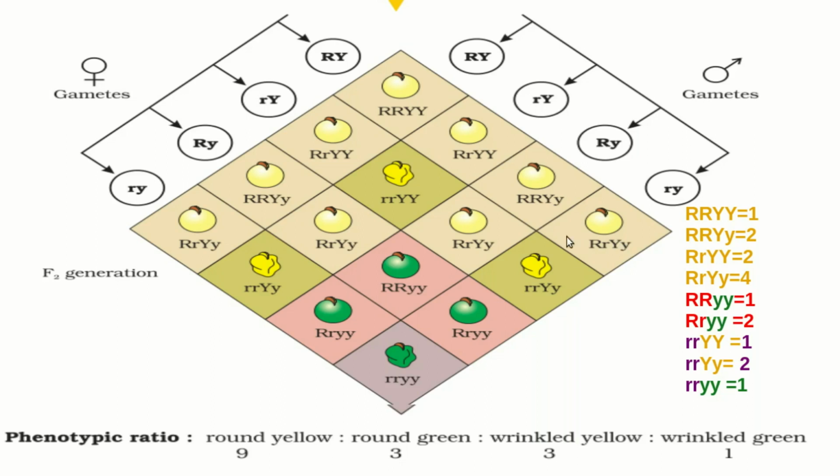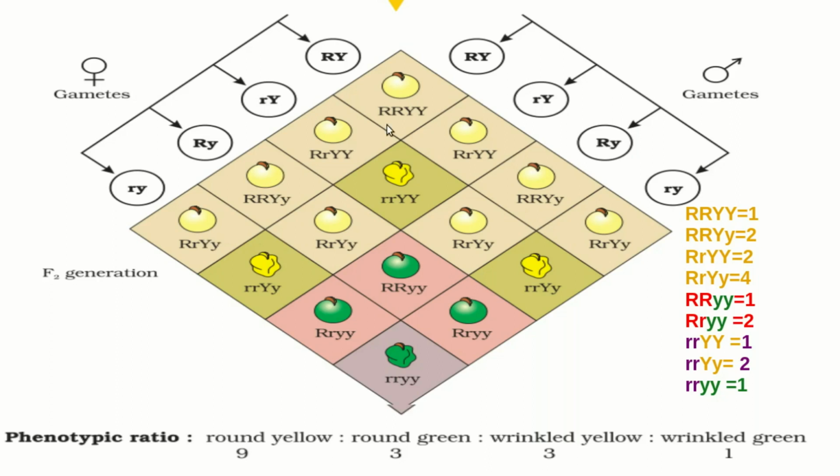Thus, 16 genotype combinations are produced by this cross, and out of these 16, 9 were round yellow, 3 were round green, 3 were wrinkled yellow, and 1 was wrinkled green. From this Punnett square, we can write the genotype of this cross. Look here, 9 round yellow seeds are formed.